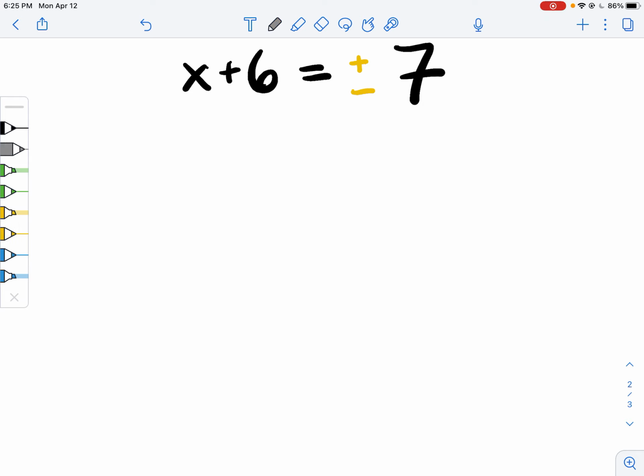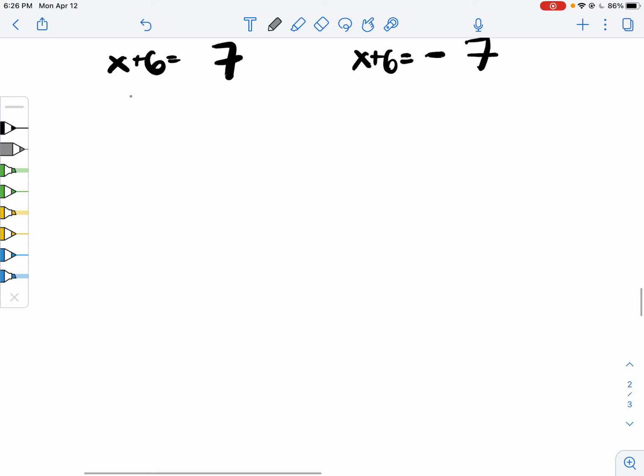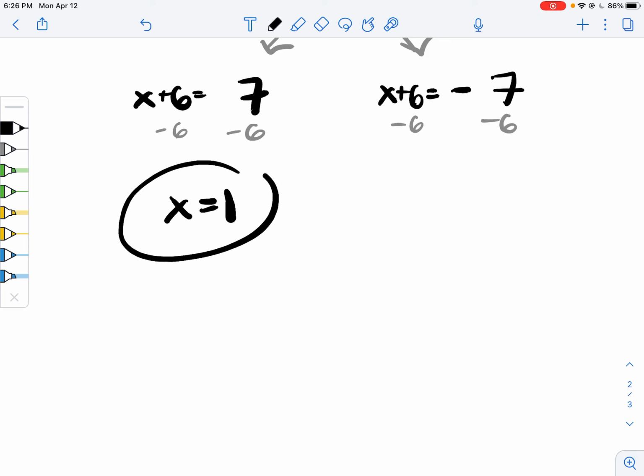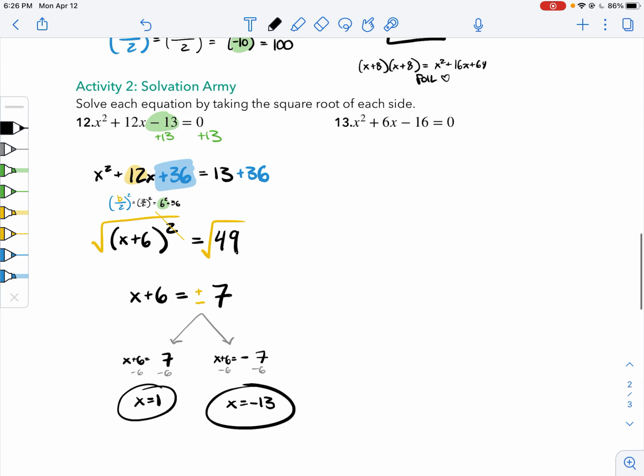So now we split this guy into two different equations. We say, okay, well, what happens when it's positive 7 and what happens when it's negative 7? What happens when x plus 6 equals a positive 7? What happens when x plus 6 equals a negative 7? Minus 6, minus 6. We get x equals 1 or x equals negative 13. End of story. Isn't that so great?